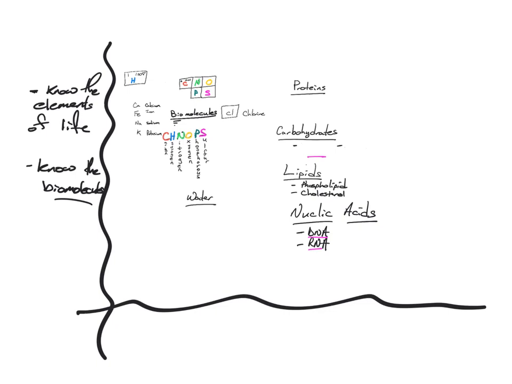To be clear, so that nothing's ambiguous and it's pretty straightforward, you have carbon, hydrogen, nitrogen, oxygen, phosphorus, and sulfur. Those are the elements of life. The four biomolecule categories that we're going to be talking about are proteins, carbohydrates, lipids, and nucleic acids.